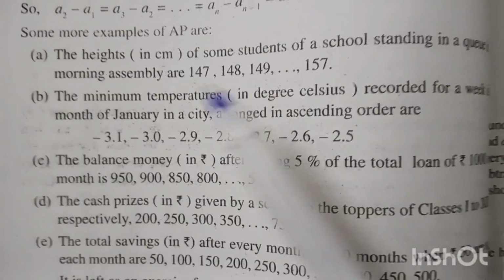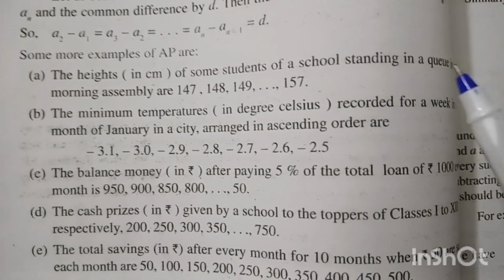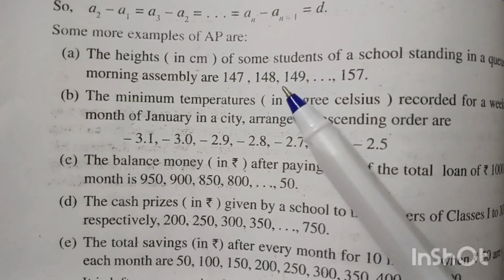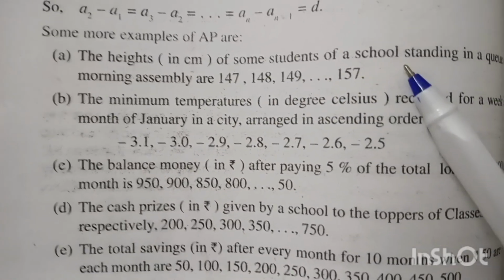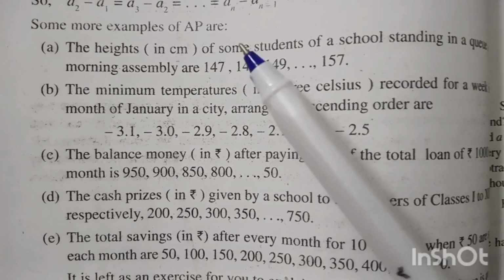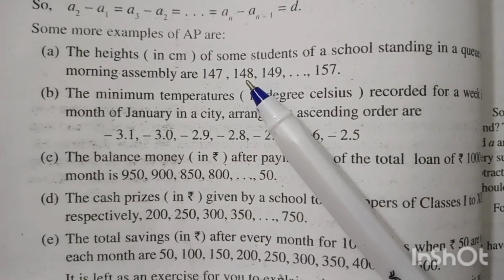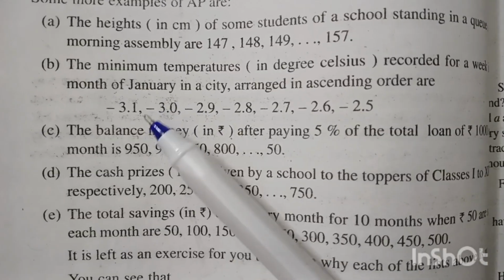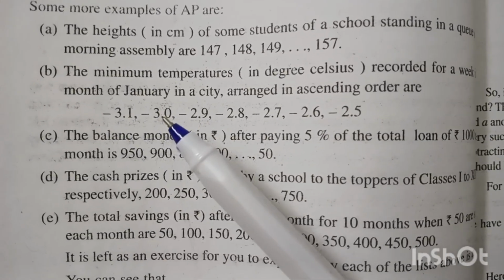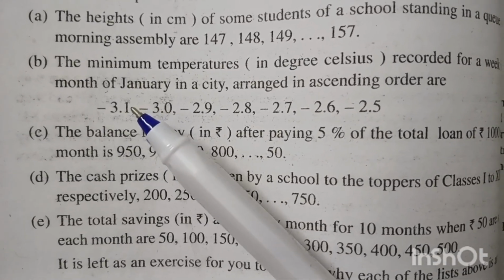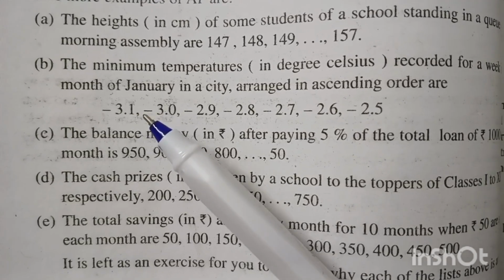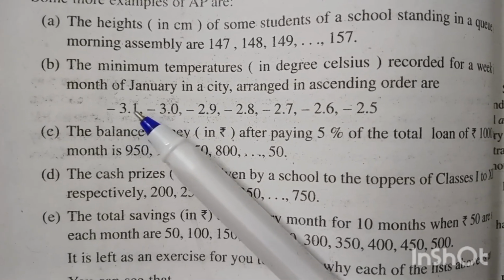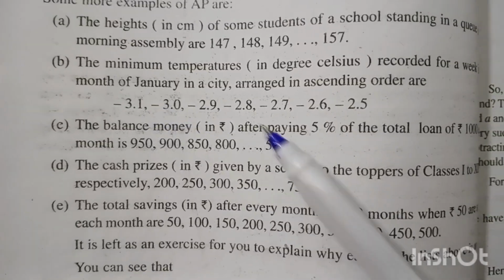Some examples. The heights of some students of a school standing in a queue in the morning assembly are 147, 148, 149, etc., 157. What is the common difference here? d is equal to 1. Here, what is the common difference? Minus 3, minus 3.1. So we get minus 3 minus minus 3.1, the common difference 0.1.